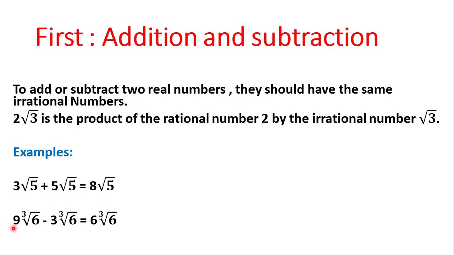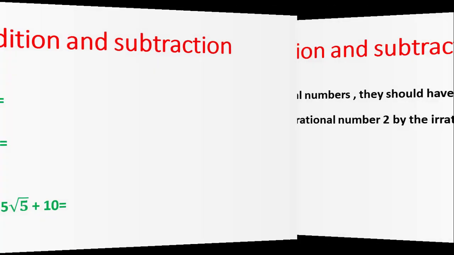Another example, if we have 9 cube root of 6 minus 3 cube root of 6, here we have the same. We have like terms, cube root of 6 and the cube root of 6. So I'll subtract 9 minus 3 is 6, and then I write cube root of 6.